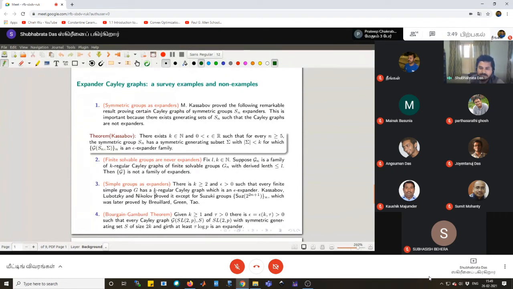Now, this is a very remarkable theorem, also by Kassabov, Lubotzky, and Nikolov. They prove that there will be k and epsilon such that finite simple groups will form, with a certain generating set, k-regular Cayley graphs that form an expander family.